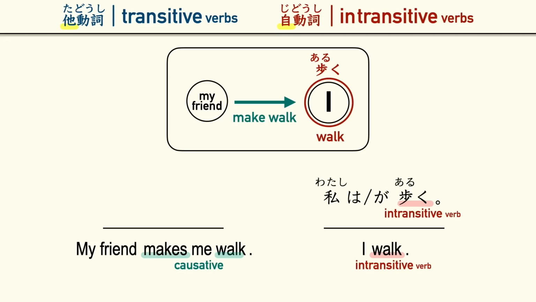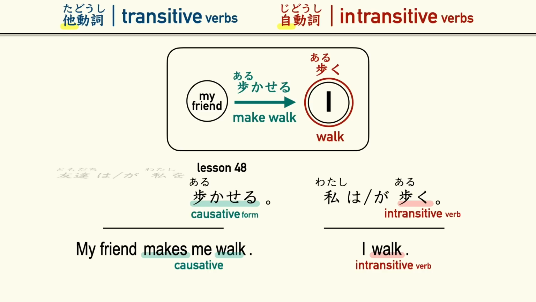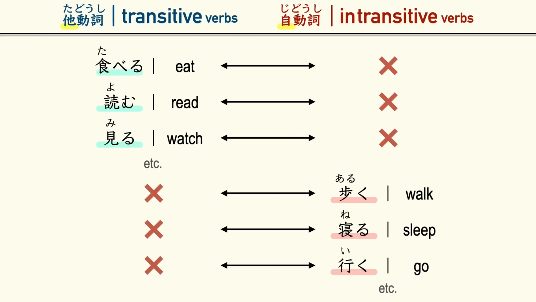The causative form of 歩く is 歩かせる. We will learn about the causative form in lesson 48. 友達は私を歩かせる. My friend makes me walk. So for now, just remember, while there are so many transitive and intransitive verb pairs in Japanese, the majority of verbs still don't have a pair.